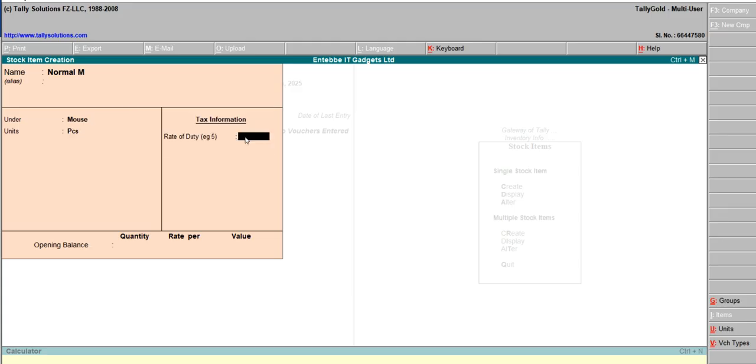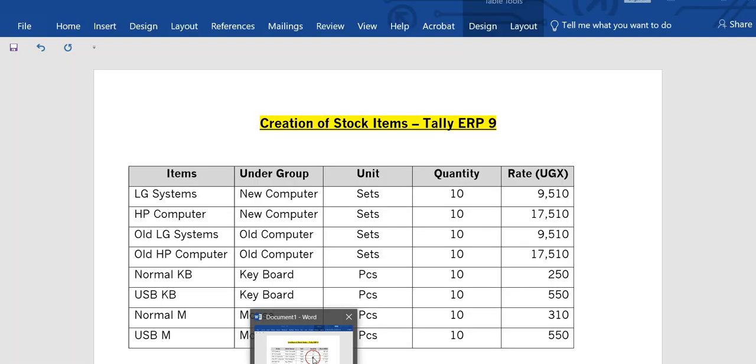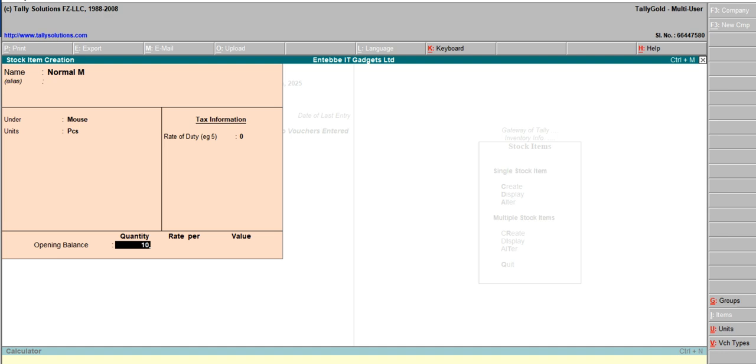This tax information we ignore. Normal M, quantity is 10. The rate is 310 per piece. Enter.